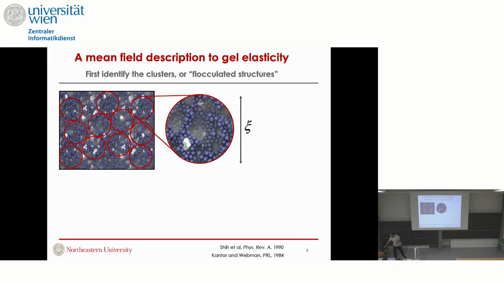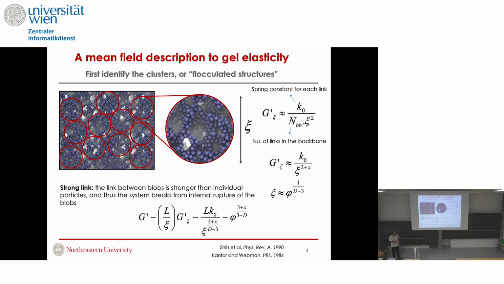And if you know the properties of that, for example, what is the spring constant that links each of these bonds, each of these particles together, what is the structural morphology of the backbone within this cluster, and its size, you could, through some mean field approximation, recover the elasticity of each blob, and then expand that to describe the elasticity of the overall gel. This is the work that Cantor and Webman theory did 40 years ago. And so that's an old understanding of this, which works for a lot of these systems for a certain volume fraction of solids.